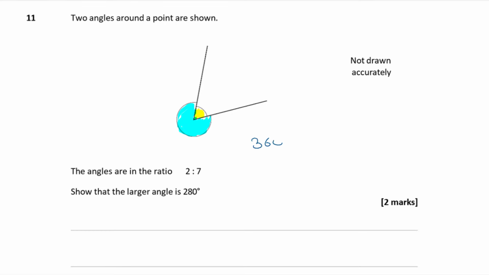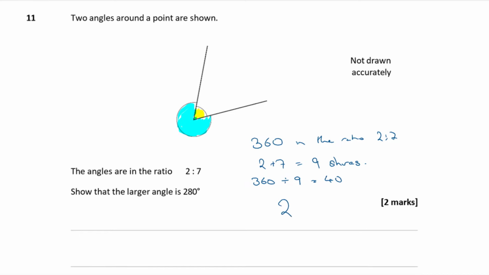So 360 in the ratio of 2 to 7. Right, if I've got the ratio of 2 to 7, that means I've got 2 shares and 7 shares. So altogether I've got 9 shares. 2 plus 7 is 9. Okay, so what's the value of each one of those shares? Well, I've got 360 degrees and I'm dividing it into 9 shares. So 360 divided by 9, I think that's 40. I'm just going to double check. Yeah, that's 40. So 40 degrees for each share.